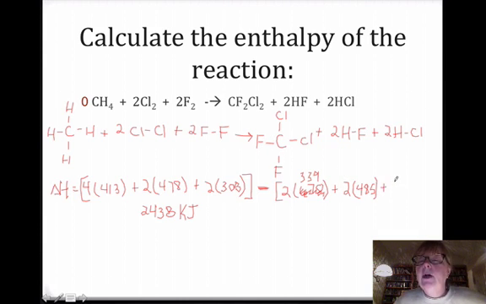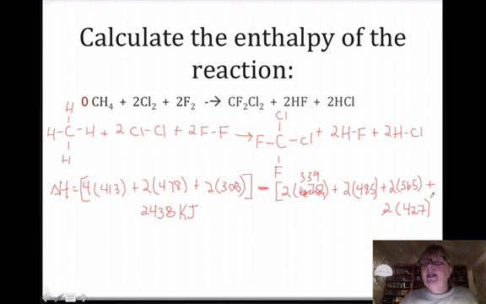We are forming 2 hydrogen-fluorine bonds, and that is 565. And I'm going to have to go below here. And we're forming 2 hydrogen-chlorine bonds, and that is 427. So here is the energy that is released when we form the carbon-chlorine bonds. We do that 2 times. 2 carbon-fluorine bonds. There's the bond energy taken from a table. 2 hydrogen-fluorine bonds and 2 hydrogen-chlorine bonds.